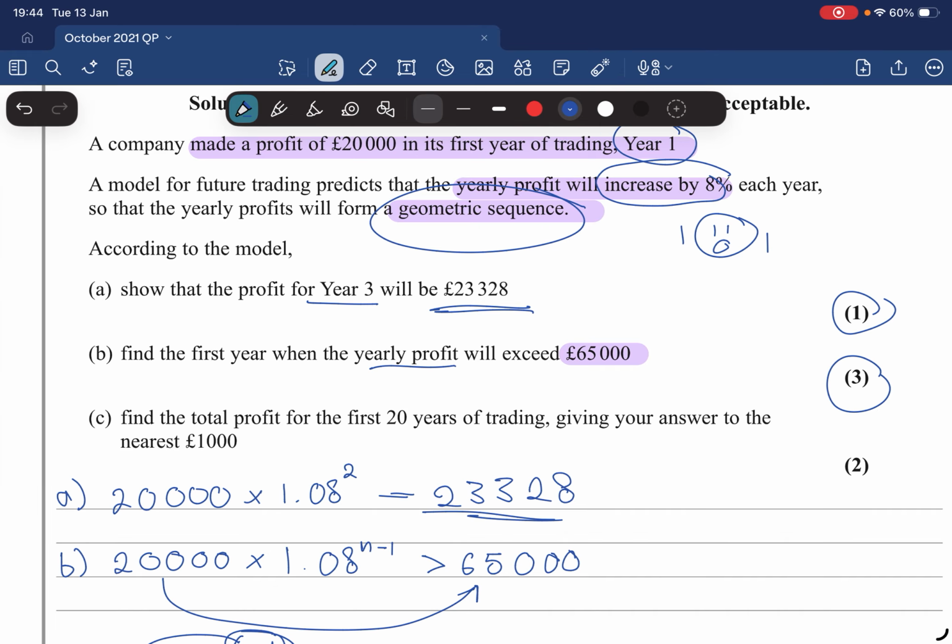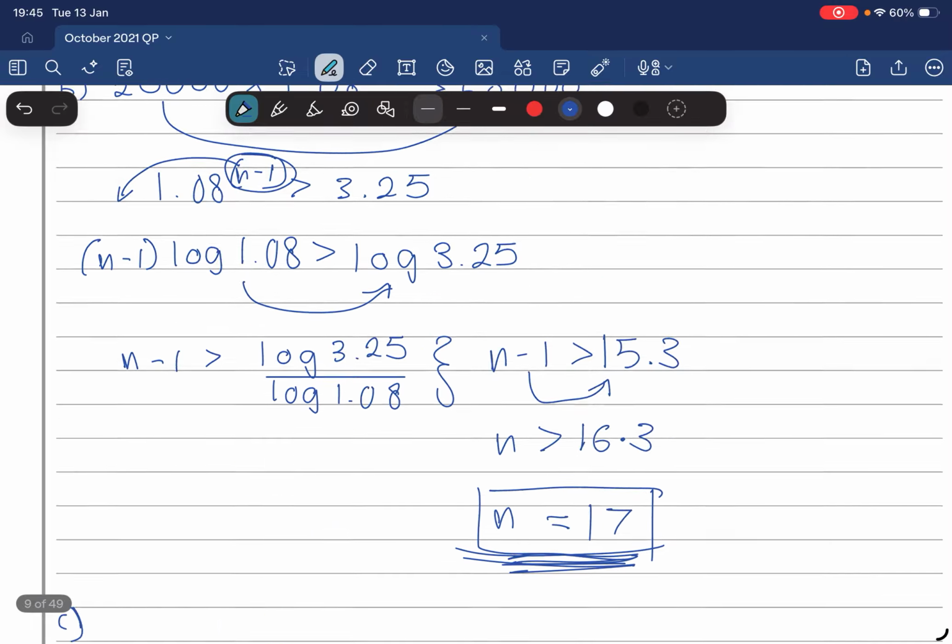Find the total profit for the first 20 years of trading, giving your answers to the nearest 1,000 pounds. So this requires a formula that I believe is already in the formula book.